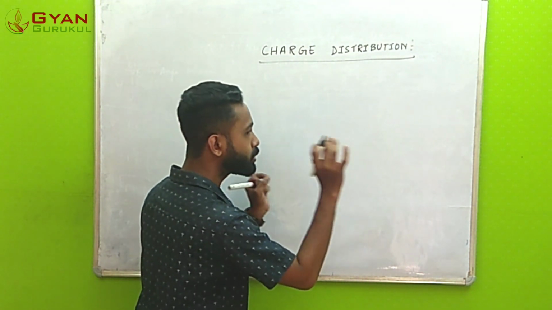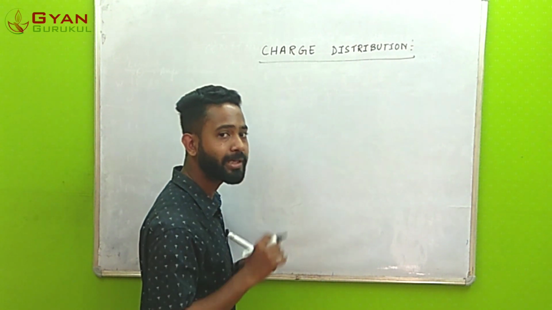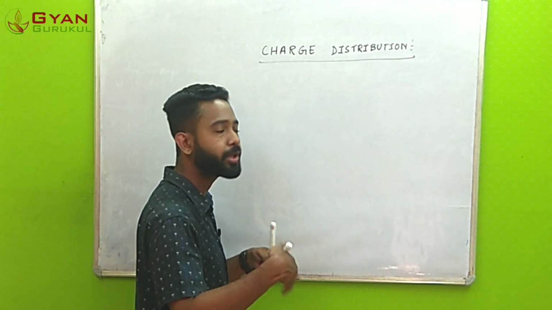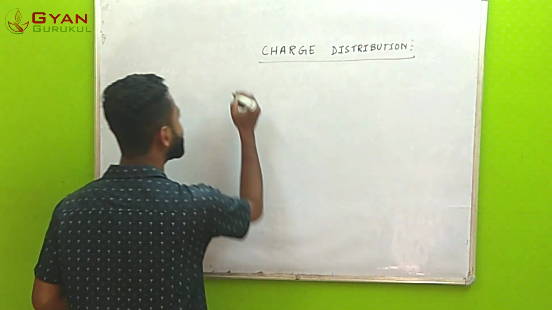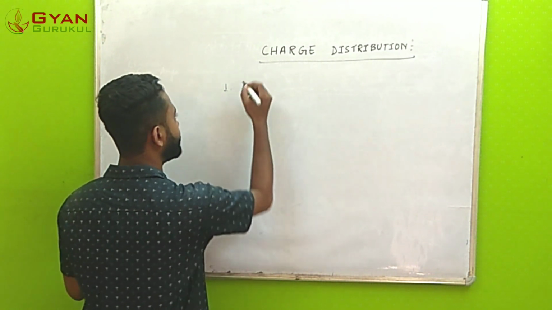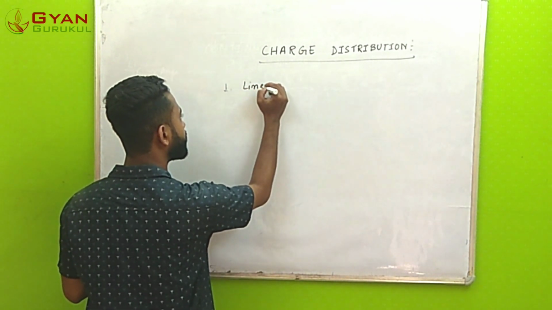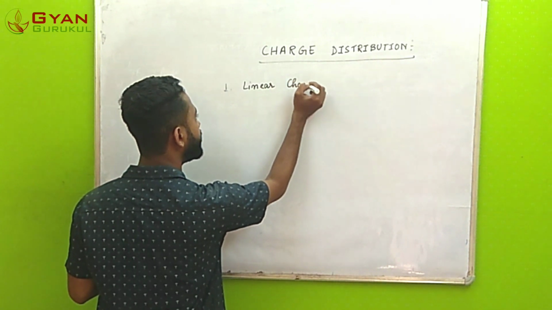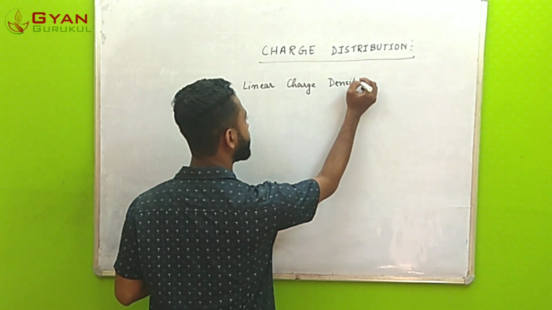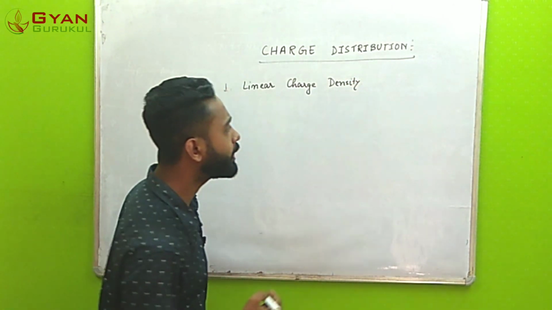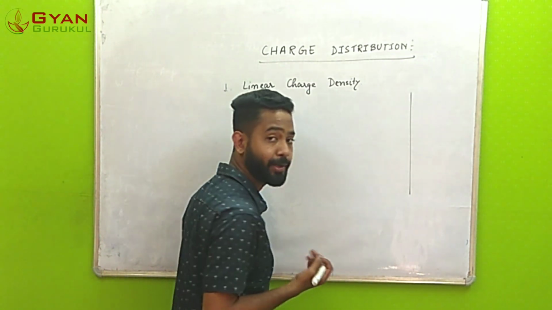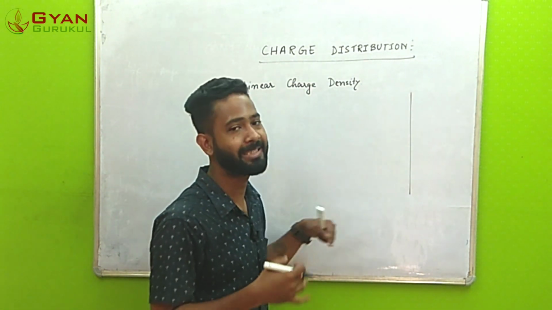In order to understand those kinds of distribution, there is a term known as charge density. Since we are going to discuss three types of distribution, there will be three types of density. Let us first discuss the very first type, that is known as linear charge density. Whenever we have any object, suppose a line or a strand of hair, having just one dimension, that is its length.